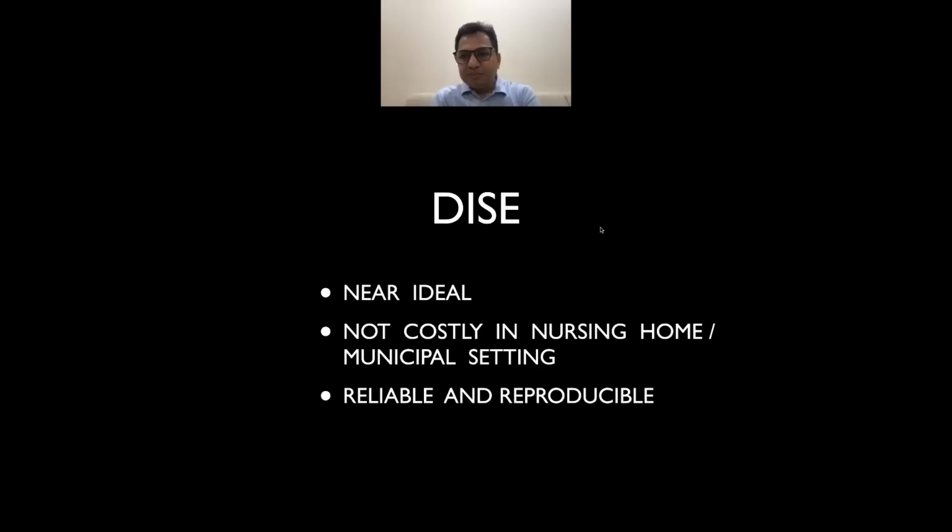Reproducible because you are giving the same drugs, you are having the same kind of scope. So it is reliable and reproducible. Done rightly, it will give the same result in everybody's hand. But during the same episode of DISE, during the different stages of sedation, if I sedate deeply, the response will be more. If I sedate lightly, the response will be a little different.